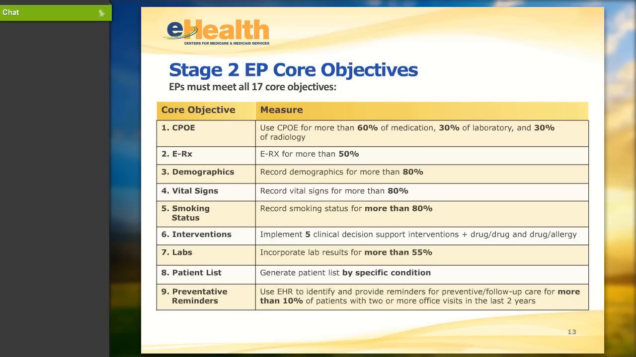E-prescribing was something from stage 1 that is also in stage 2, and what we've done is we've raised the threshold that you have to hit for that. Recording demographics, recording vital signs, so on and so forth. You will notice that there are some core objectives from stage 1 that are no longer being measured individually.